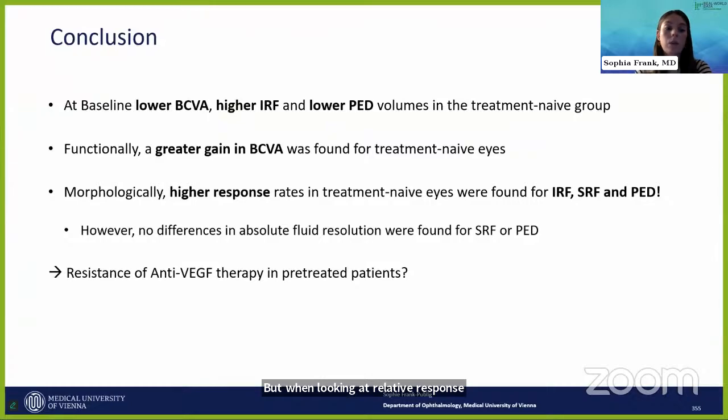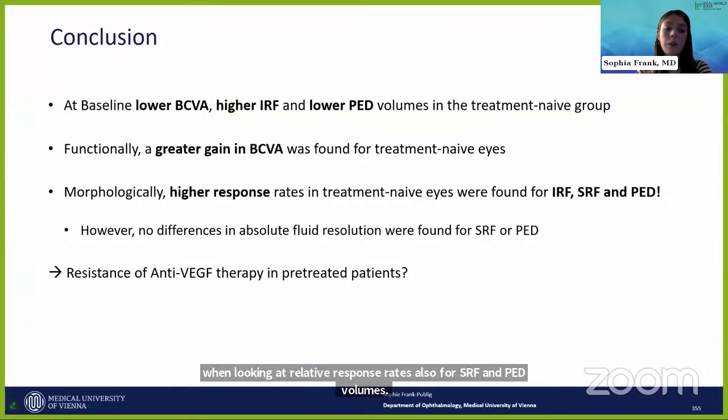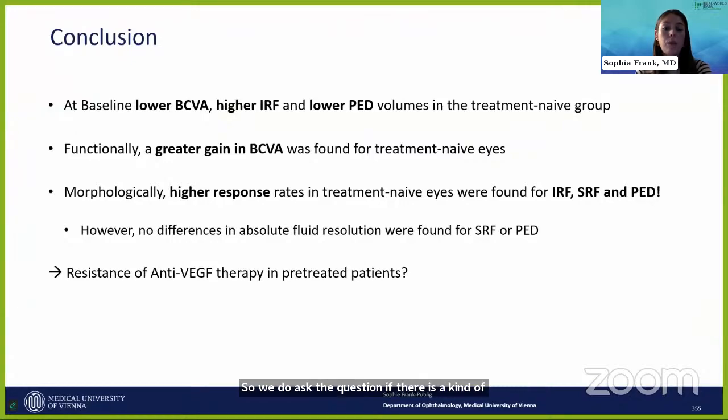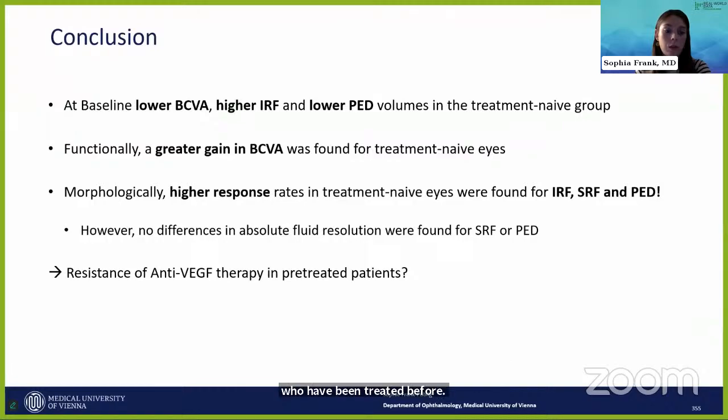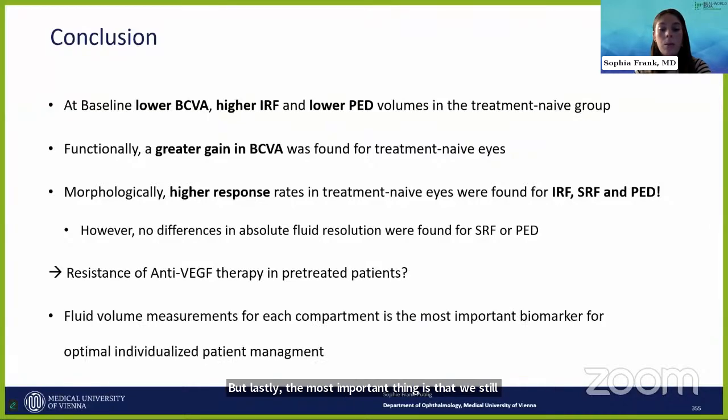So we do ask the question if there is a kind of resistance building within our patients who have been treated before, and how should we respond to this question. But lastly, the most important thing is that we still need to actually quantify fluid volume to have an optimal patient treatment and individual patient management for future optimal outcomes.